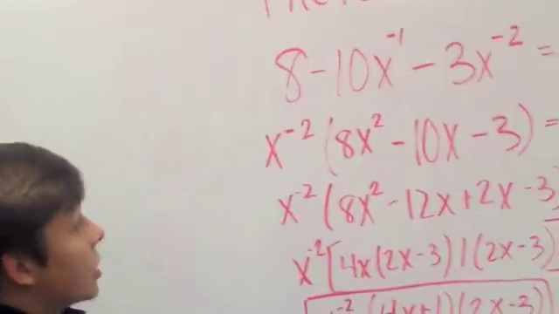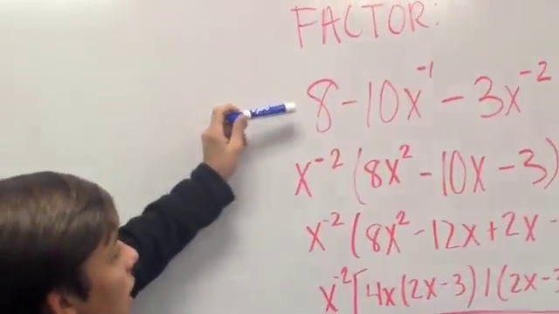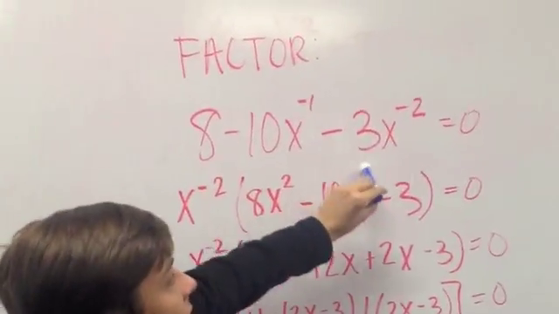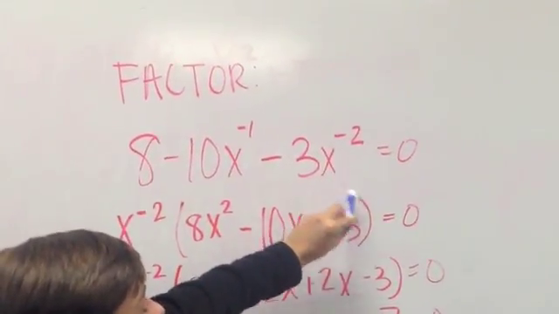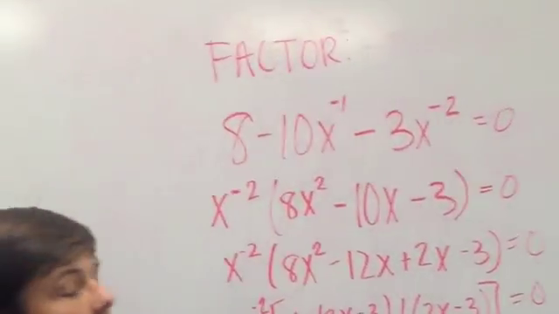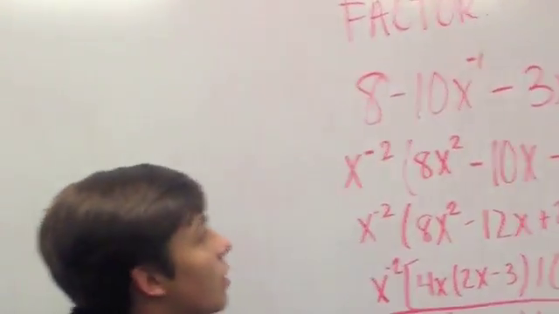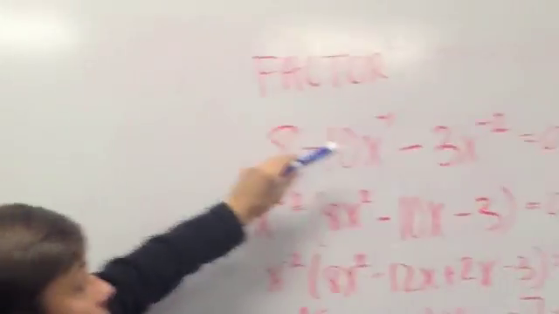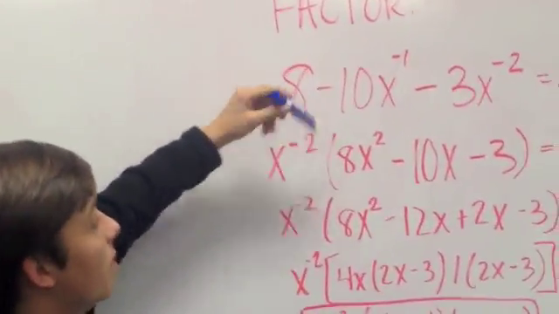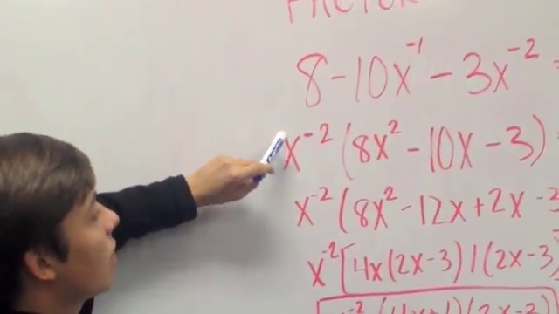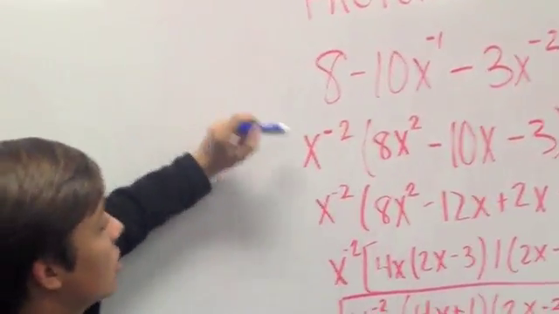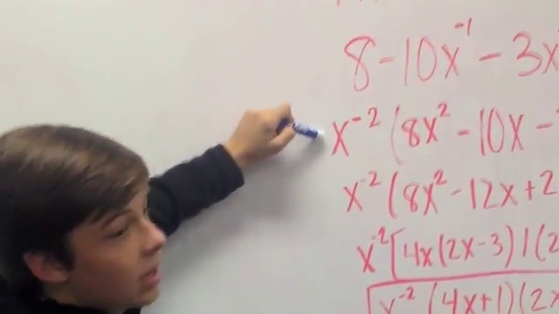Okay, so we're going to factor this problem out. It starts as 8 minus 10x to the negative first minus 3x to the negative second equals 0. Now, we learned early in the unit that whenever you see a negative exponent, you should just put it under 1, but we're not going to do that for this one because it's not the most efficient way. What we're going to do is pull out x to the negative 2 so it can become more factorable for us. So we pull out x raised to the negative 2 here.